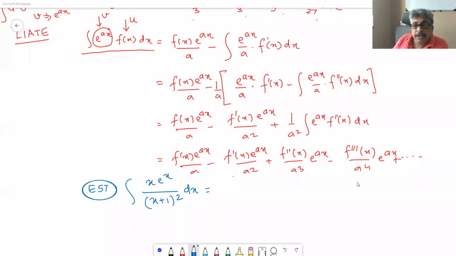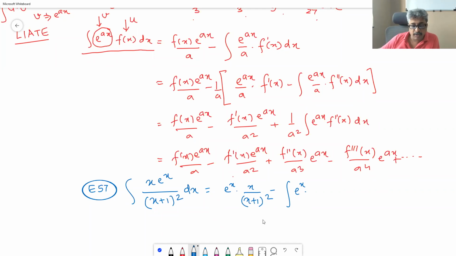Now, as far as this problem is concerned, the first function is x upon x plus 1 square, and the second function is e raised to x. Therefore, integration by parts will give us: u into integral of v minus integral of v into derivative of u.